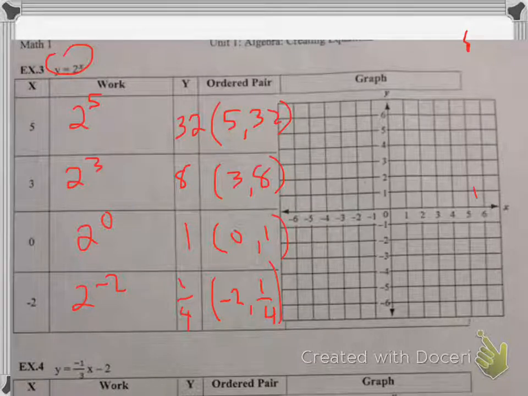The next one is 3, 8, which is still sort of off my graph. We'll just kind of put it right there somewhere. The next one, 0, 1, which is kind of right here. And then the last one, negative 2, 1/4. So negative 2 and 1/4 is like right here, just a little bit up. So my graph is coming clear up like this somehow. It's an exponential graph. It's growing really quickly. And that is going to be not linear. Clearly it's a curve for the graph of that function.